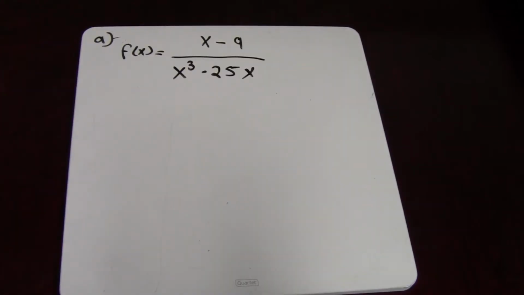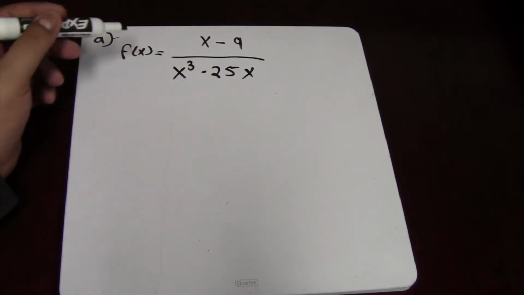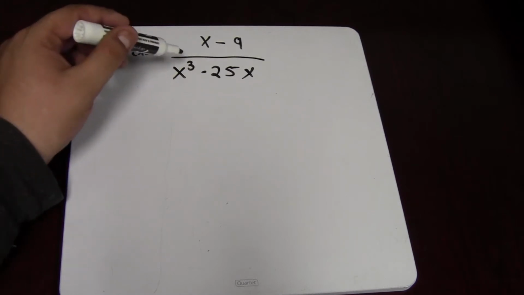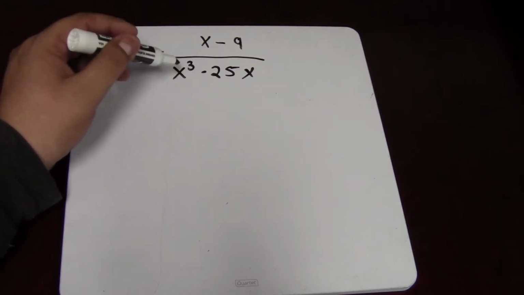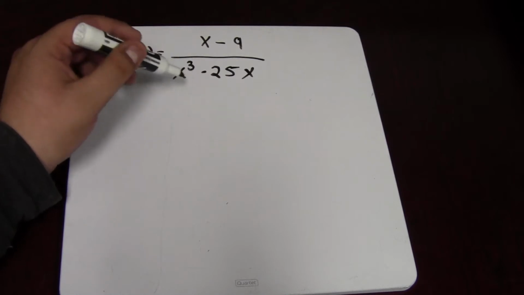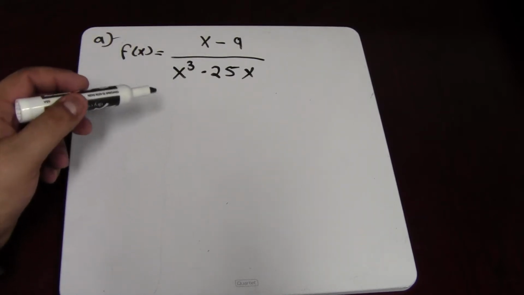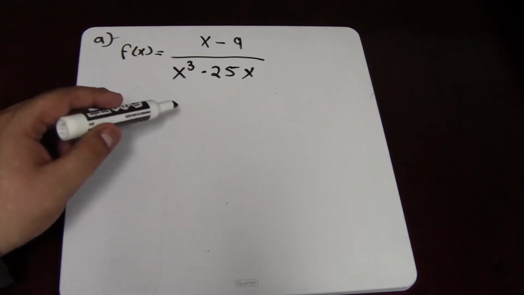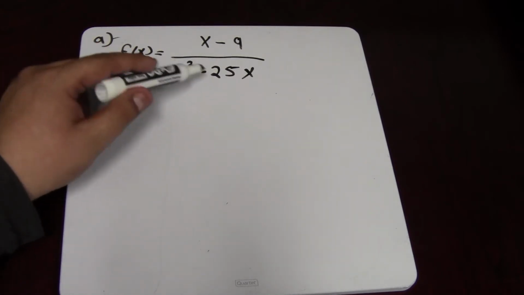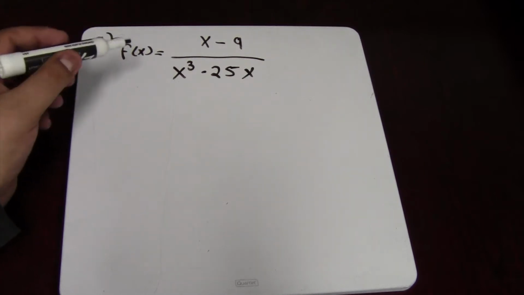Okay, here's A. A is x minus 9 over x cubed minus 25x. So what we need to do is figure out what makes the denominator 0 and make sure we don't include that as part of the domain. The first step in these cases is going to be factoring, for the most part. Obviously, if you can't factor, then you can use the quadratic formula or other techniques that you may have learned to find what makes this 0. But in this example, we can see that this is something we can factor.